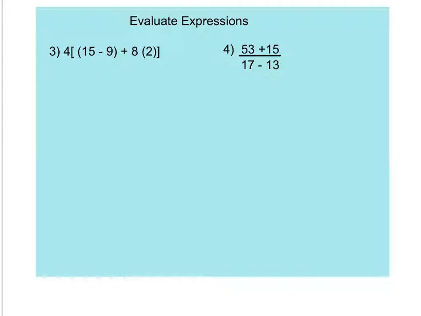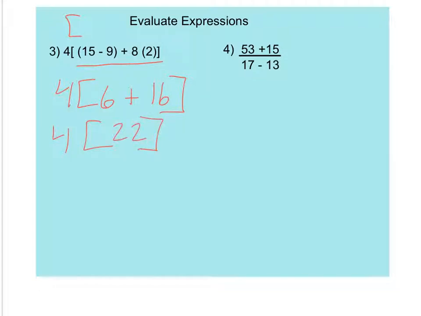Okay, so here we've got 4, and the big bracket is a multiplication symbol, times everything that we need to do inside. So we have 15 minus 9 in parentheses, plus 8 times 2. I'm going to need to do the 15 minus 9 first. So I go 4 times 6 plus the 8 times 2. I can go ahead and do that now. That becomes 16. And I get 4 times 22. Can go ahead and go 4 times 22, and I get 88.